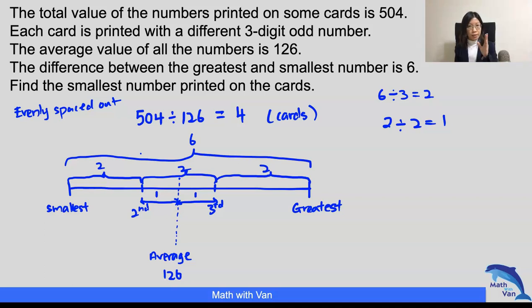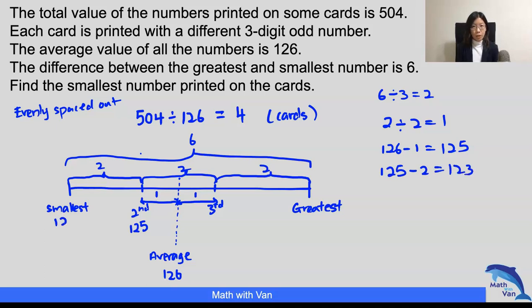So that means the second number is 1 less than the average, and the third number is 1 more than the average. So here I would have 125. I just take 126 minus 1, which is 125. So my smallest will now be, take away 2, right?